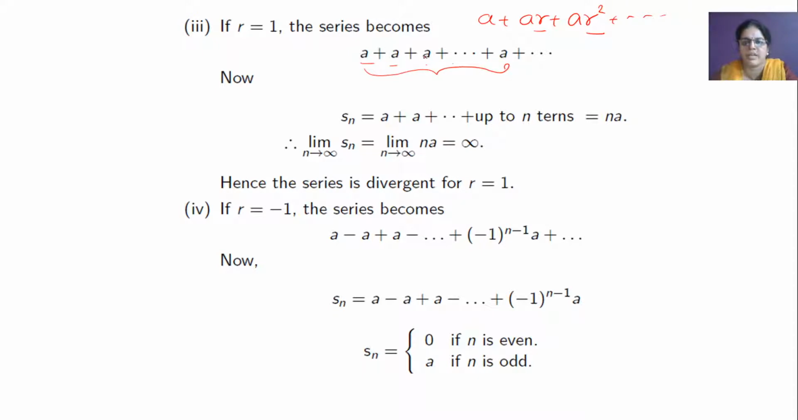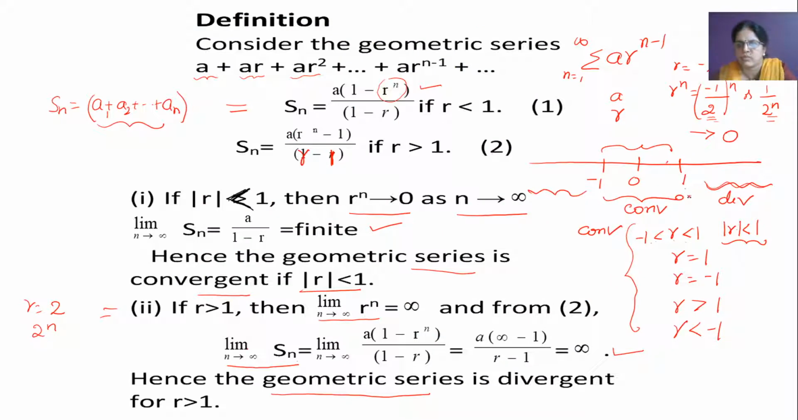So a added n times, the sum is na. Therefore, limit as n tends to infinity of Sn is limit of na as n tends to infinity, which is also infinity. So the sequence of partial sums diverges to infinity. Therefore, the series also diverges for r equal to 1. So here also it diverges.